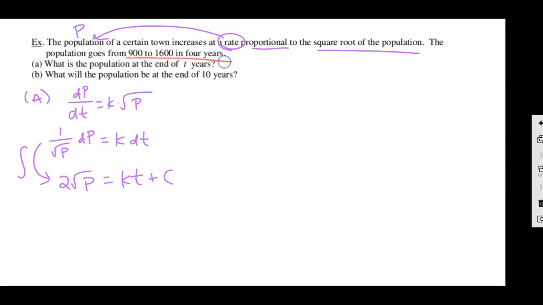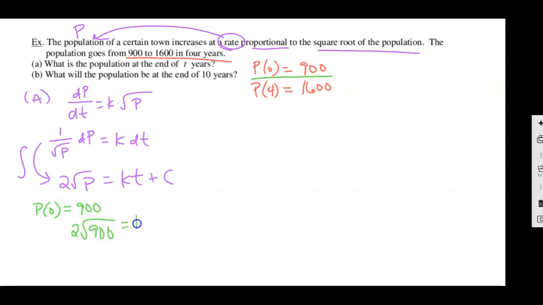It says it goes from 900 to 1600 in 4 years. That means the population at time equals 0 was 900, and then the population at time equals 4 is 1600. So let's use this first one to solve for one of the constants. So we got P of 0 equals 900, so 2 roots of 900 is going to be equal to K times 0 plus C. All right, that's going to be 0. Square root of 900 is 30. 2 times 30 is 60. Okay, so we've got one of them. We can now plug it in. So I've got 2 roots of P is going to be KT plus 60.